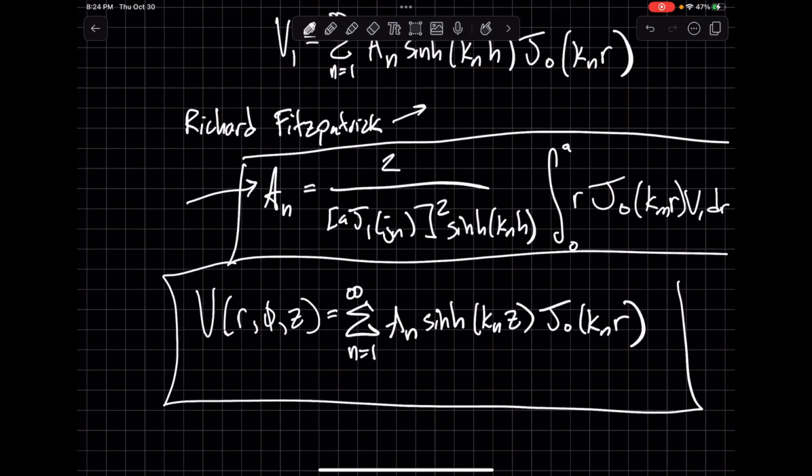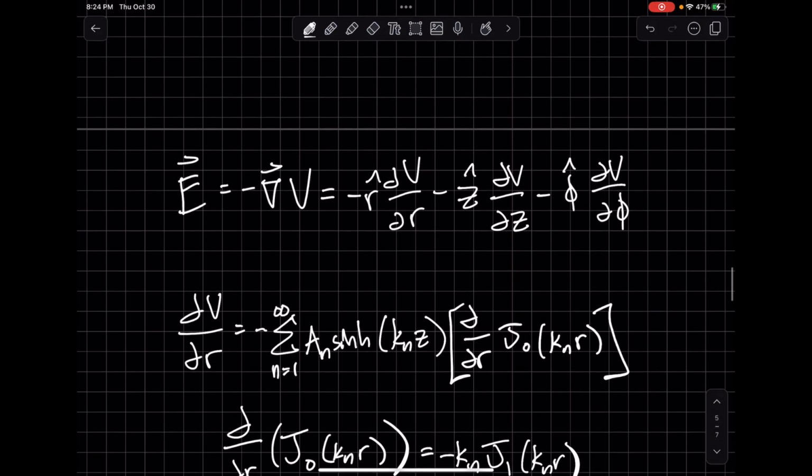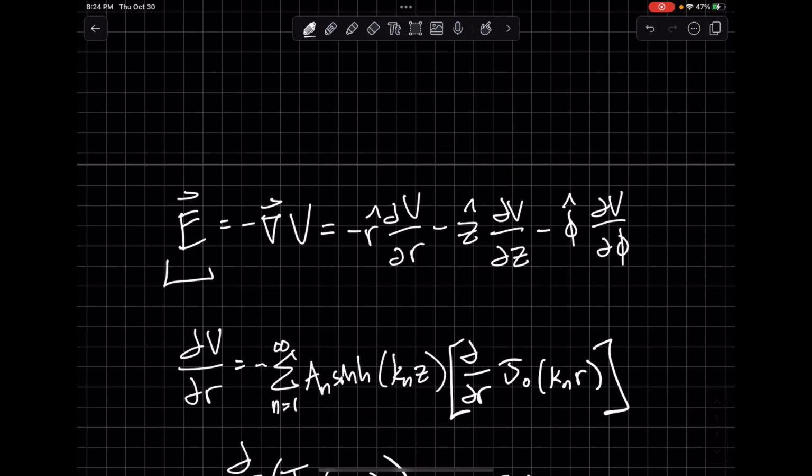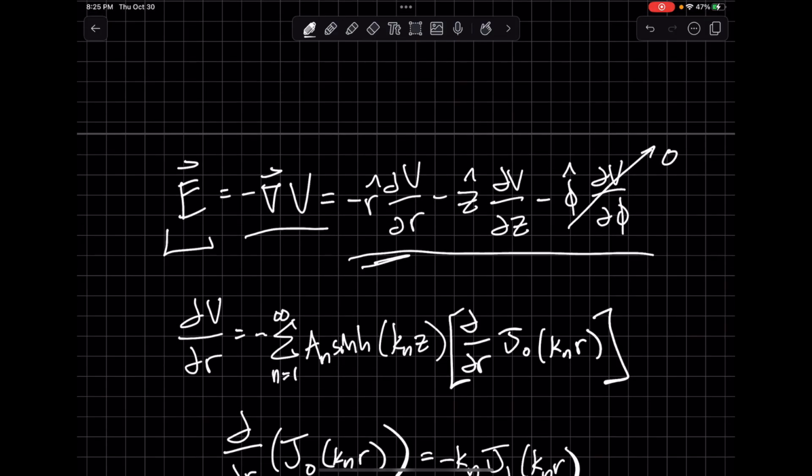And so this makes this our final potential expression with this a sub n here. And then for the electric field, we know that the electric field is equal to the negative gradient of the potential, which is written out looks like this. We know that because there's no phi dependence, this is equal to 0. So we're just looking for the r component and the z component.